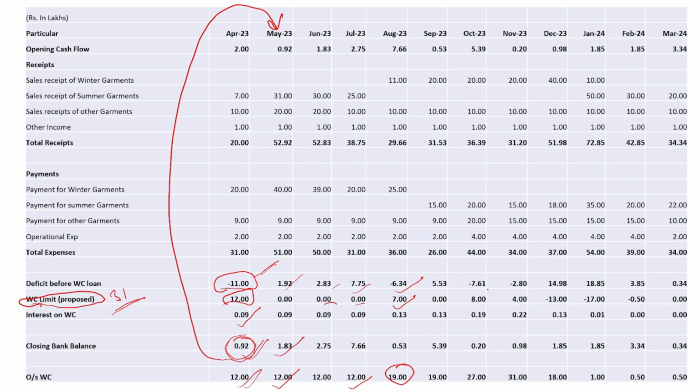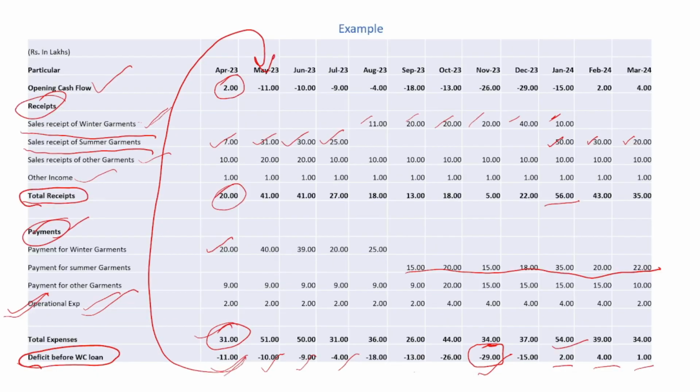In the month of September, there is no deficit, we have not availed anything. In the month of October, again there is a deficit, we have availed the limit, and the total limit becomes 19 plus 8, which is 27 lakhs. Now, in the month of November, there is a deficit of 2.80 lakhs. Again, we have availed the remaining working capital limit. Our original working capital limit was 31 lakhs. That is the peak deficit of the month of November plus interest portion.